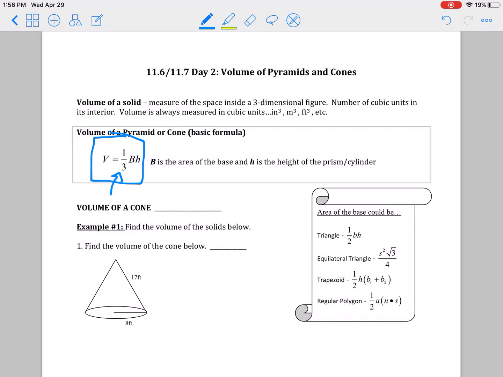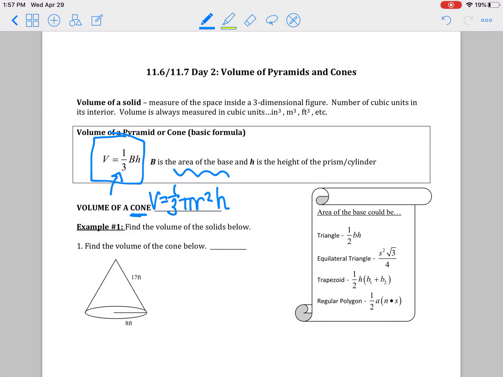So we can make that even more specific when we're dealing with a cone. If you think about a cone, we have the base of a circle. So let's talk about this area of a base. Well, the area of a circle is found by pi r squared. So the volume of a cone is found by 1/3 pi r squared times the height.